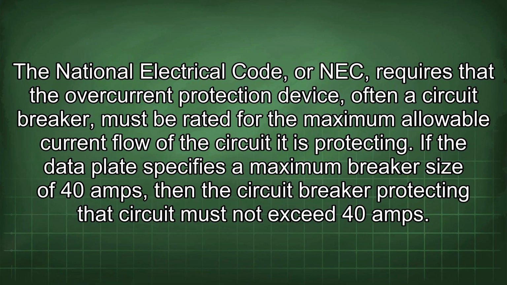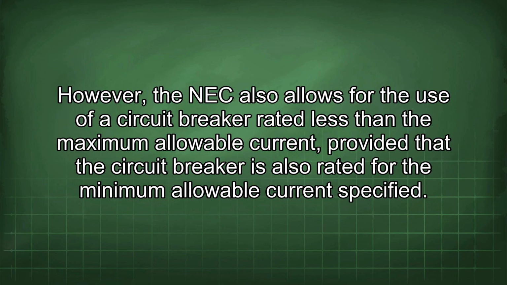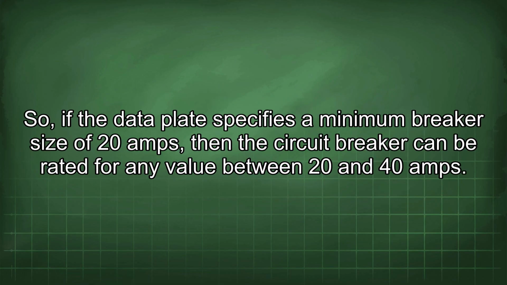If the data plate specifies a maximum breaker size of 40 amps, then the circuit breaker protecting that circuit must not exceed 40 amps. However, the NEC also allows for the use of a circuit breaker rated less than the maximum allowable current, provided that the circuit breaker is also rated for the minimum allowable current specified. So, if the data plate specifies a minimum breaker size of 20 amps, then the circuit breaker can be rated for any value between 20 and 40 amps.